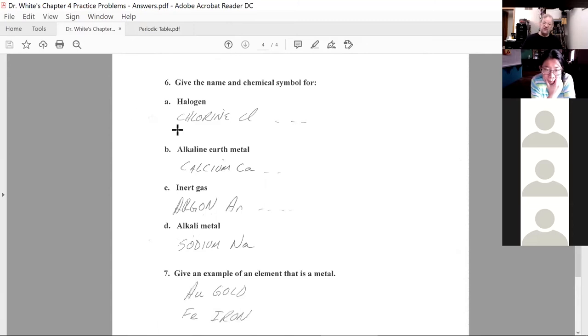Next thing, as we just mentioned, give the name and chemical symbol for a halogen. Halogen's second to last column. Dr. White's worked a lot with chlorine. So that's what I put down, chlorine, Cl.